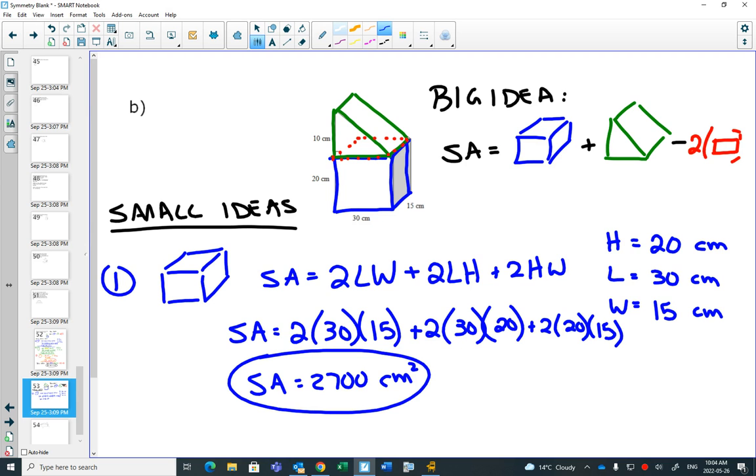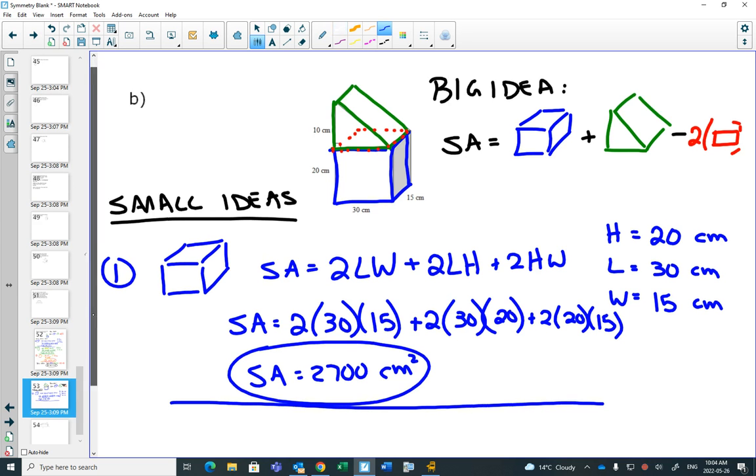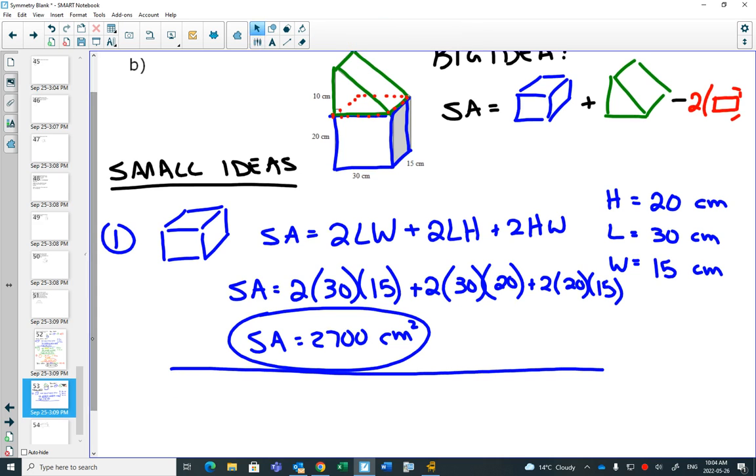Circle this right here. Draw a line because we've now figured out big idea number 1. Switch colors. Or since you're using pencil, you're going to write small idea number 2. Small idea number 1 is done. Now I'm going to do my triangular prism.